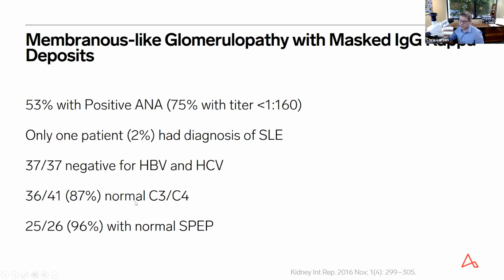So complements are usually normal, and this is important at the bottom. While this shows light chain restriction on the biopsy, the vast majority do not have associated hematologic malignancies or positivity for M spikes on SPEP. So this is not a monoclonal gammopathy of renal significance.